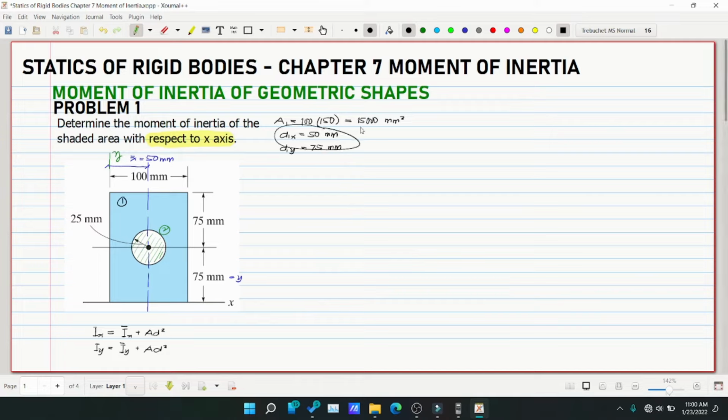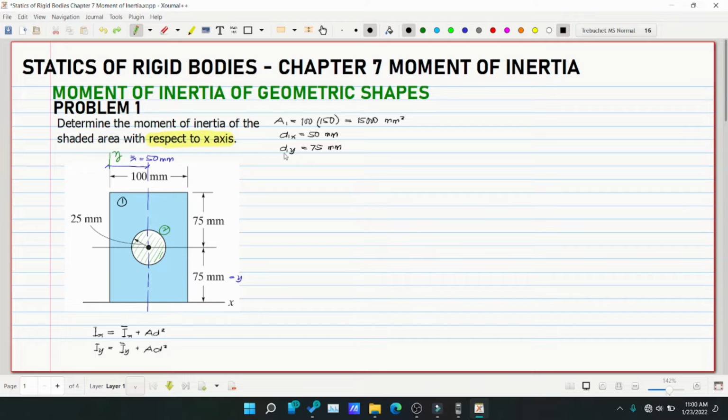So, alalahanin ninyo ha, ang gagamitin natin para sa Ix is yung dy. Tapos para naman sa Iy, yung dx. Bakit? Kasi itong d1x, yung 50 millimeters, ito yung distance ng centroids with respect to y. So, ito yung gagamitin natin para sa ating Iy. Okay? Ganito naman d1y, yung 75 millimeters, ito yung distance ng centroids with respect to x-axis. Kaya yun yung gagamitin natin para sa ating Ix. So, huwag kayo mapapalito dun.